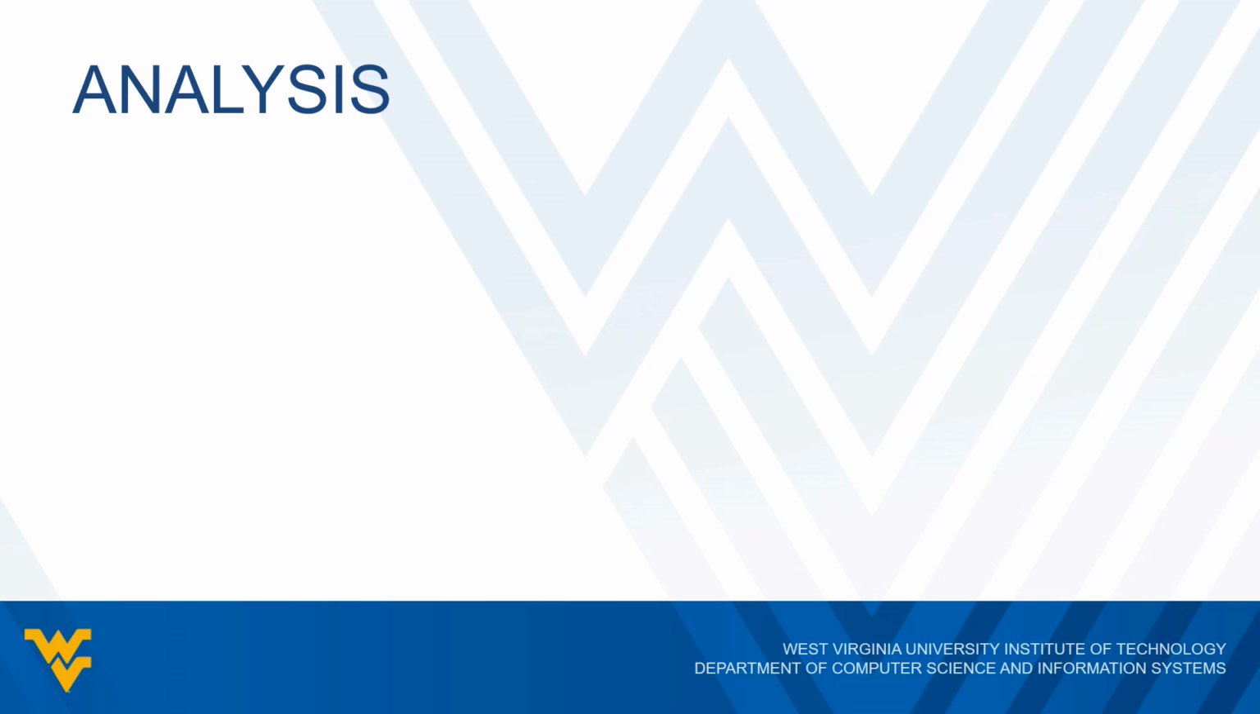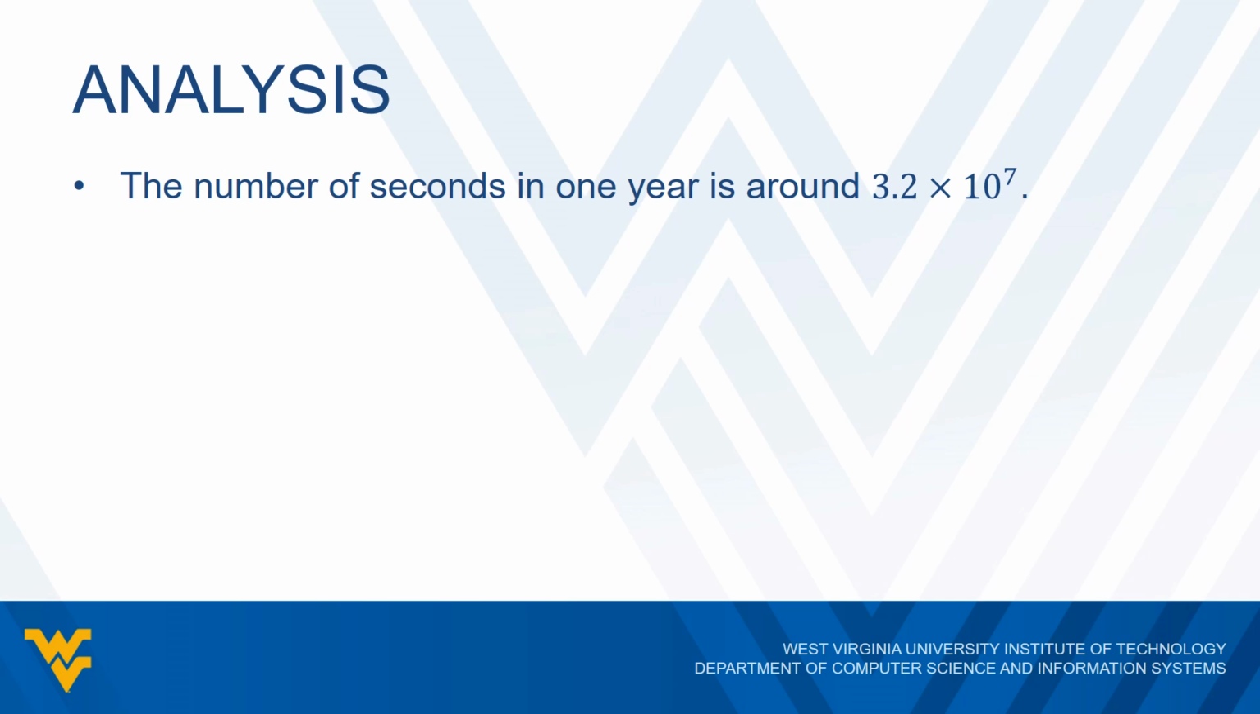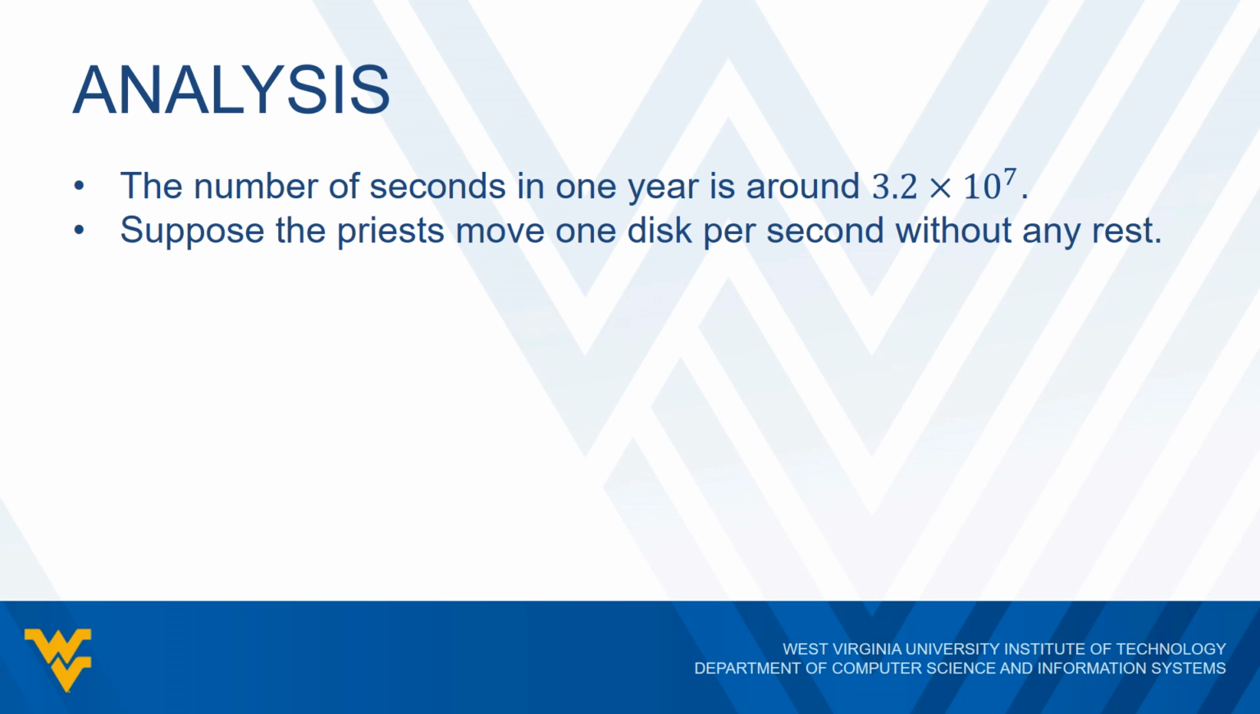Now, we got the number of moves, but we want to know how much time this is actually going to take. So the number of seconds in a year is about 3.2 times 10 to the 7th. So keep that number in mind. And let's suppose that the priests are able to move one disc every second without any rest. These are super buff priests. They're very strong. They can move a disc every single second.